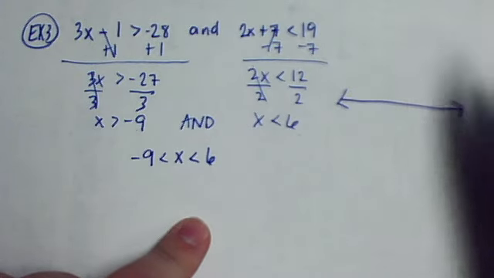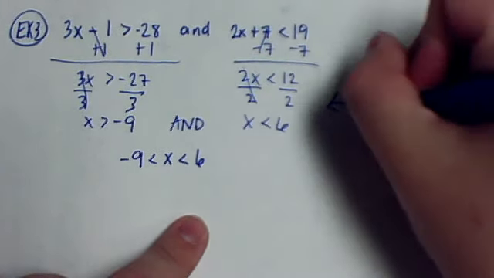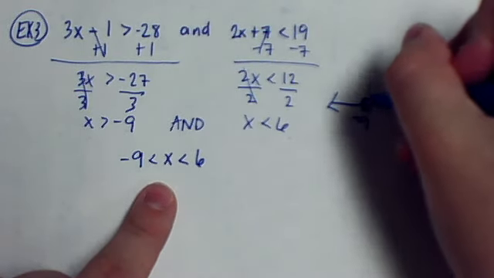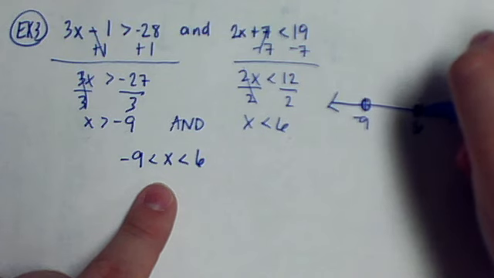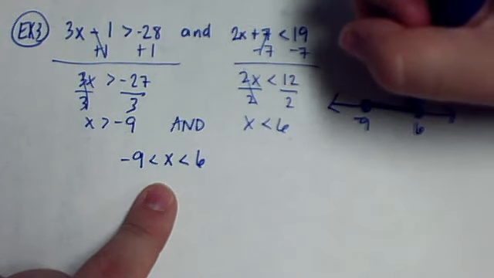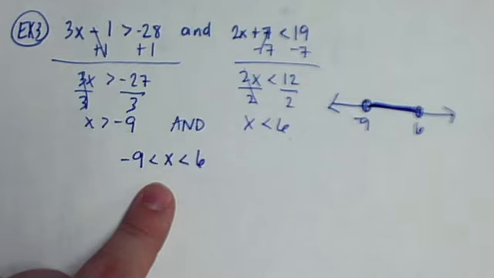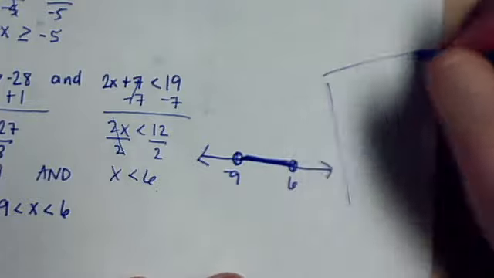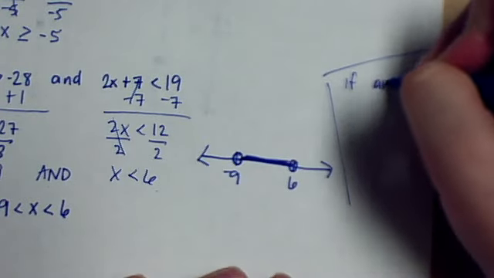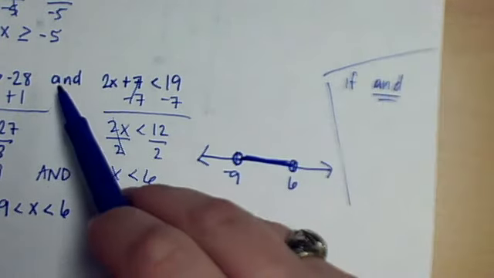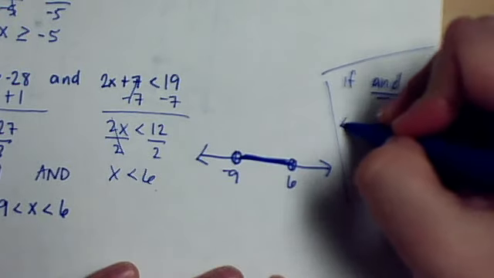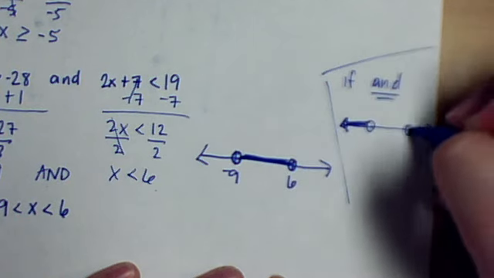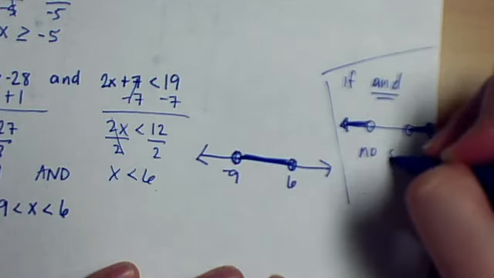So on your graph, you should have it look like this. So x is greater than negative 9, but less than 6. So everything in between those two numbers. Okay? Here's something that you need to keep in mind. So if we have this and like in our problem, and your graph ends up looking like this, this means no solution. Okay?